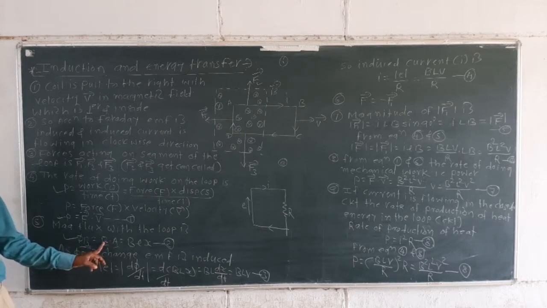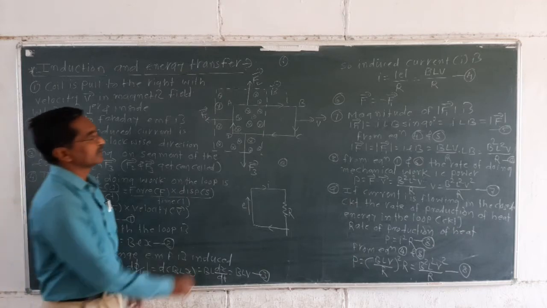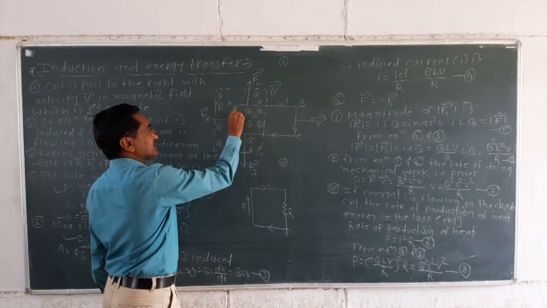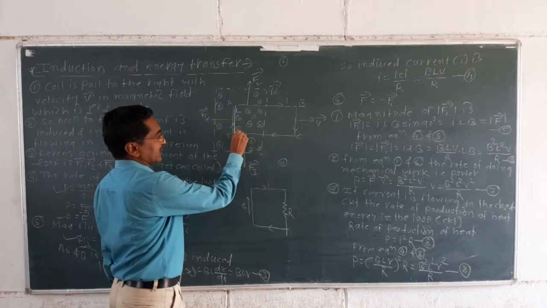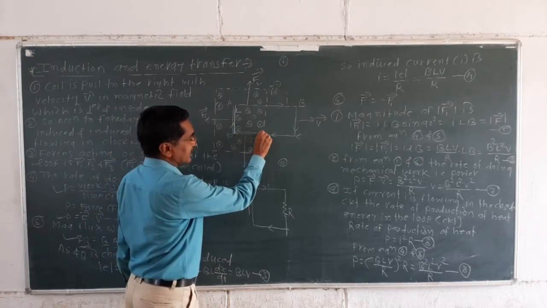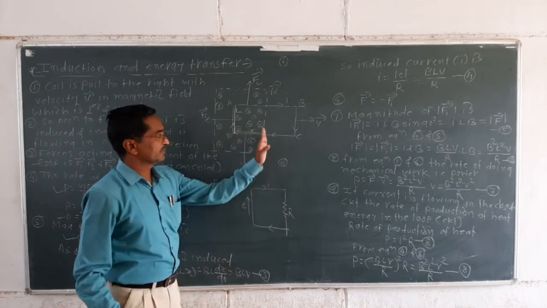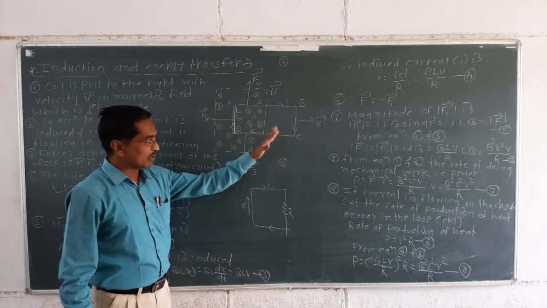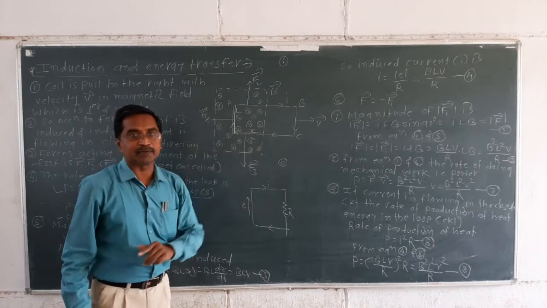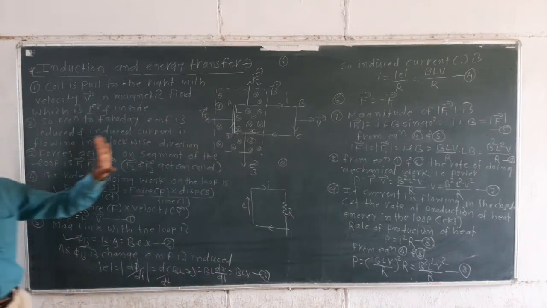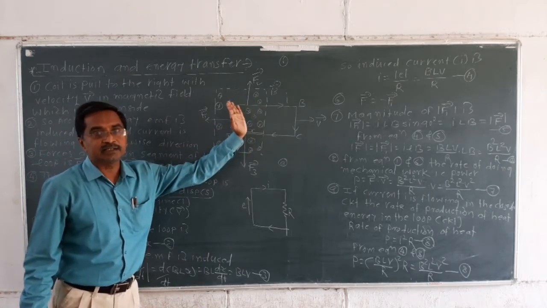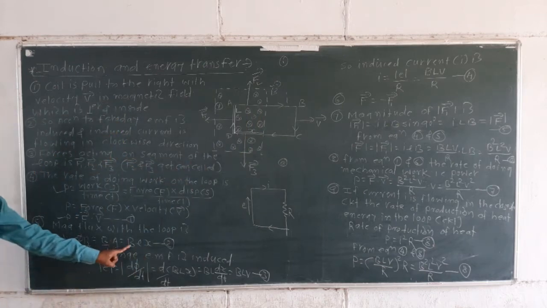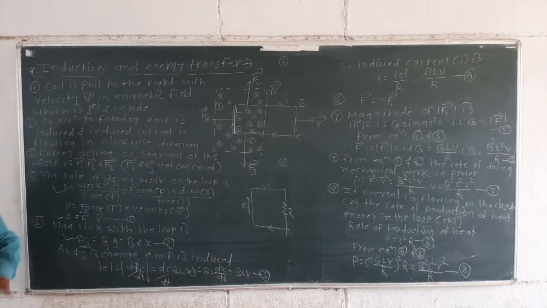So BA cos theta, where A is the area. Now see, suppose the length of this side is L, and the length of the part of the coil inside the magnetic field, you listen, we take as x. So the area, that is L into x, is the area inside the magnetic field. So flux is B into area, that is BLx, called equation number 2.